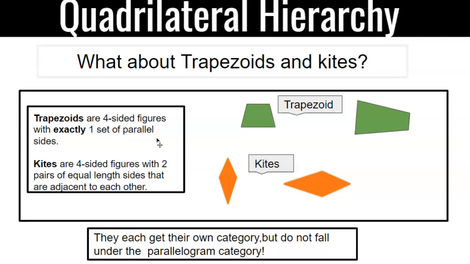For example, the trapezoids don't have 2 sets of parallel sides. They have exactly 1 set of parallel sides. The shape called the kite, it may not have any parallel sides, but it does have sides that are equal to each other, 2 sets of sides that are equal in length, but instead of being opposite each other, they are adjacent, they're next to each other.